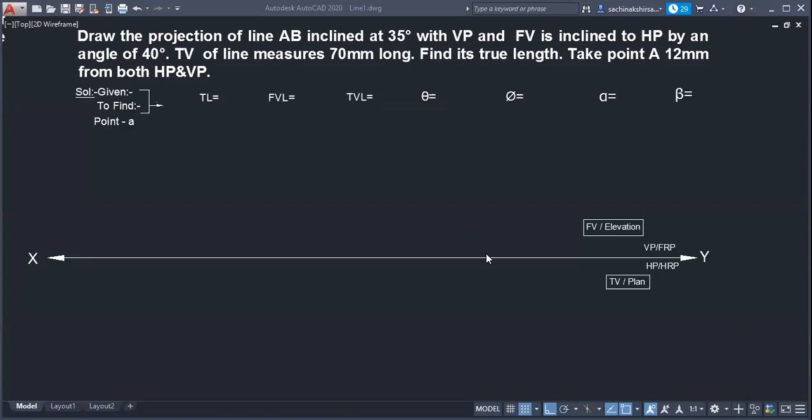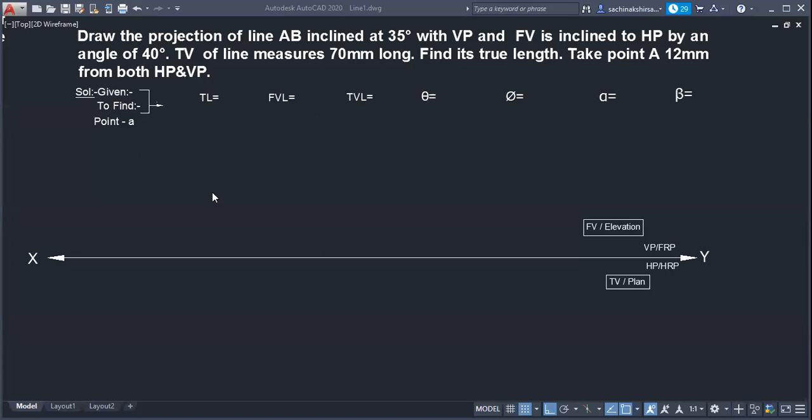Draw the projection of line AB inclined at 35 degree with PP and VP and FP is inclined to HP by an angle of 40 degree. TV of line measures 70 mm long. Find its true length. Take point A 12 mm from both HP and VP. Is it possible for you to tell what is given in the problem? Will you tell what is given by reading slowly? Draw the projection of line AB inclined at 35 degree with VP.